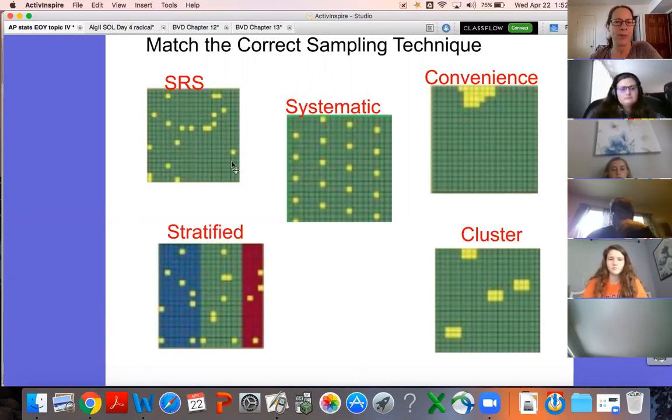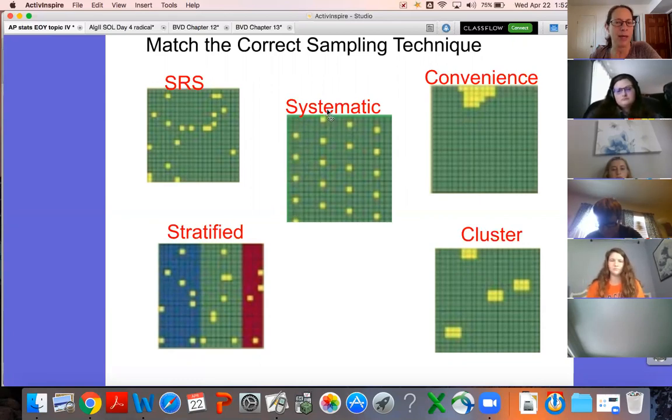Convenience is when you say, well, let's take the one that's closest to us, this big chunk of people standing right where I am. That's who I want to take. That's convenient, but it's usually a biased sample. We don't like convenient samples. Systematic is when you say, line them up, I'm going to take every 4th one or every 7th one.